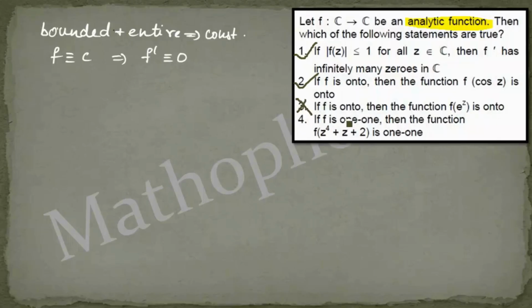And fourth option, if f is 1-1, then the function f of z power 4 plus z plus 2 is 1-1. We always know that in ஒரு complex planeல a polynomial of degree greater than 1 வந்து எப்பவுமே 1-1 இருக்காது, never 1-1. So அதனால z power 4 அந்த polynomial not 1-1. So அதனால this function is not 1-1. So அதனால இங்க correct answer is option 1.